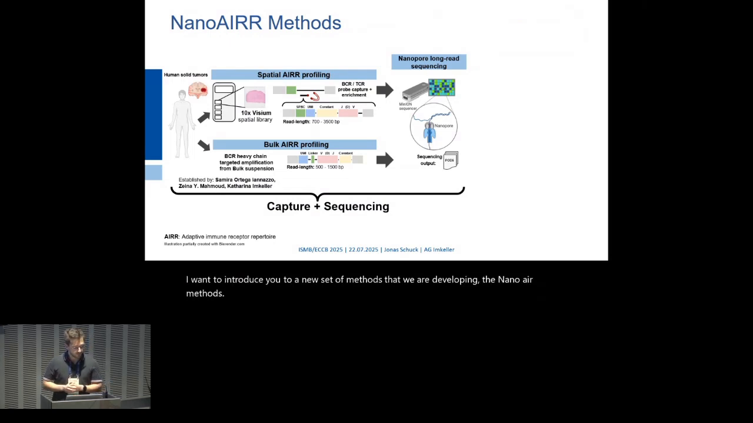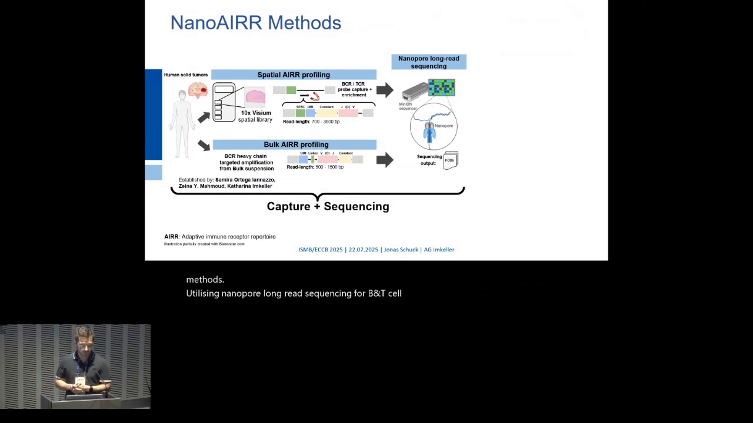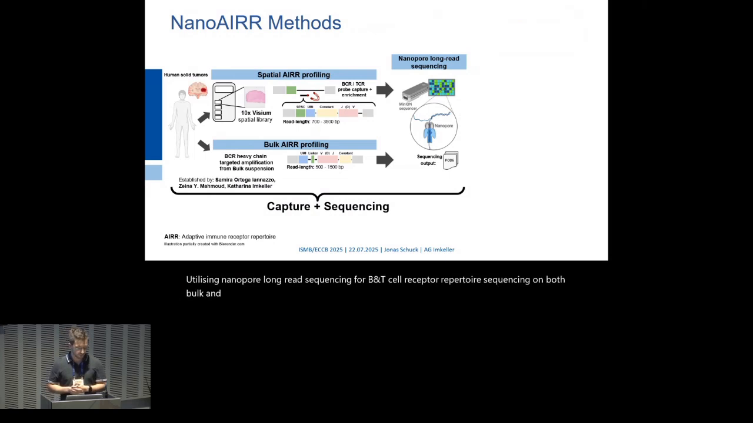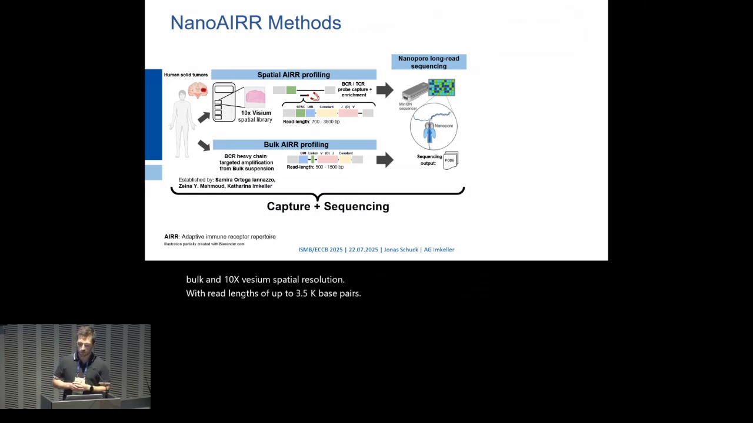utilizing Nanopore long-read sequencing for B and T cell receptor repertoire sequencing on both bulk and 10x Visium spatial resolution, with read length of up to 3.5K base pairs. These experimental methods offer full-length receptor resolution, so no pairing or assembly steps are necessary.